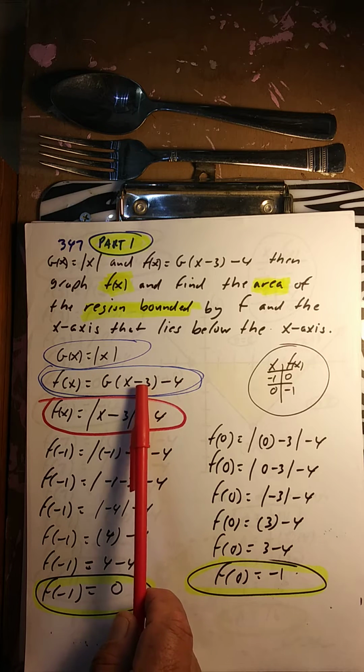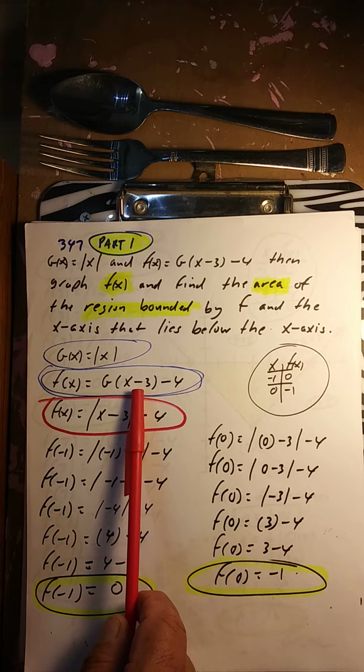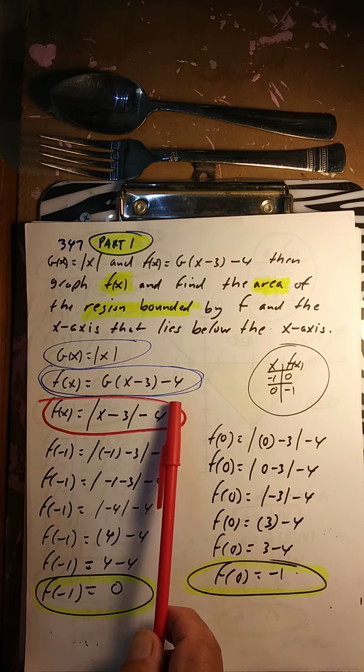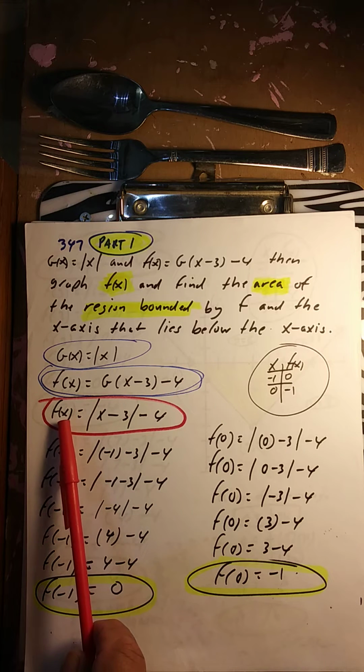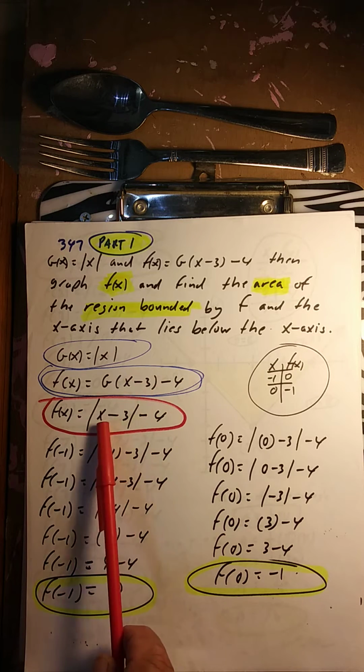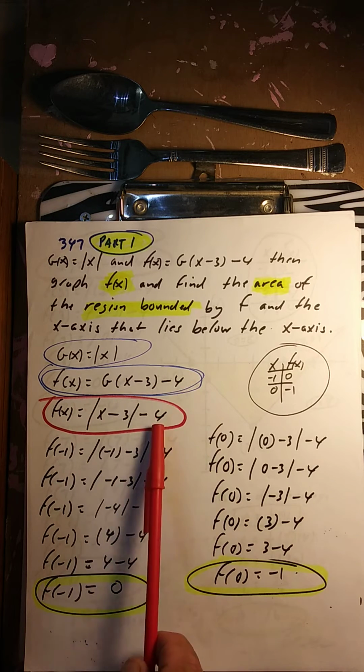The x minus 3 right here is going to shift this thing over to the right 3 spaces, and it's going to shift it down 4 spaces, if you see that right. You'll see in a second. So now, f of x is going to be g of x minus 3, put x minus 3 here. There it is, absolute value of x minus 3, minus 4.